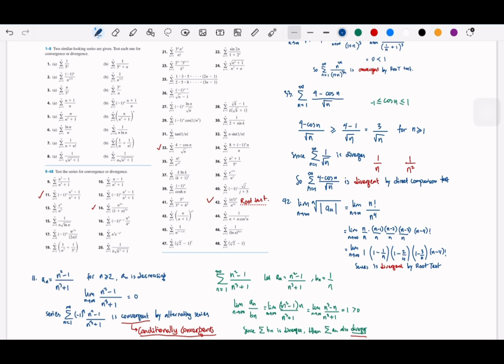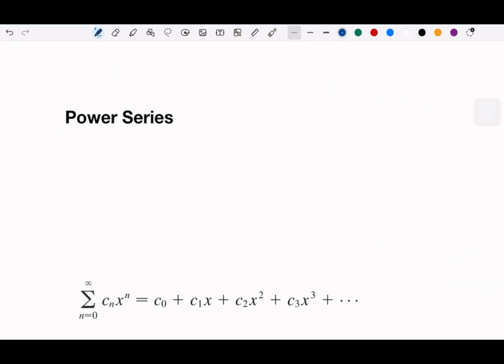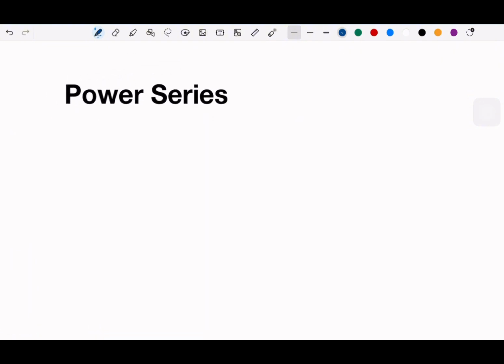Let me know which part that you feel you need more review. If you are still confused on some series, let me know which numbers, and I will try my best to discuss. Maybe not all questions, but just a representative for those that you might still be confused about. Okay, so let's go to this part. Power series. So what is power series?